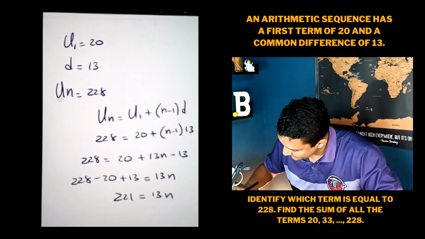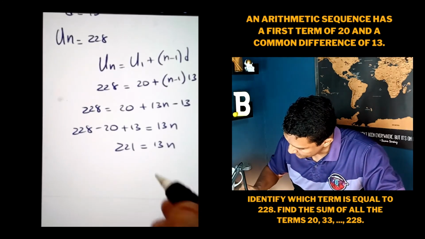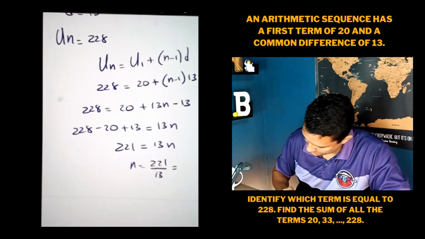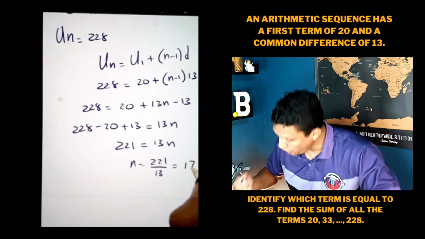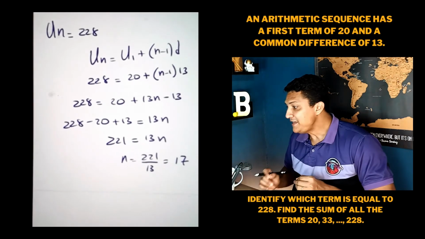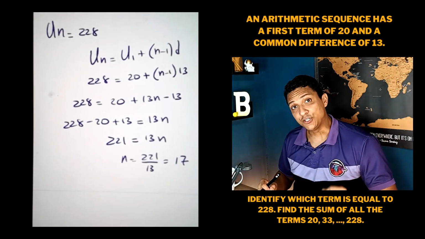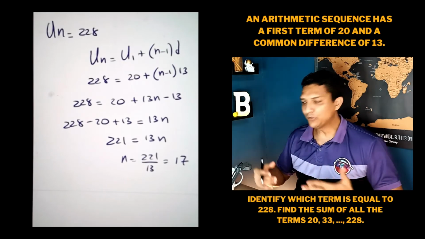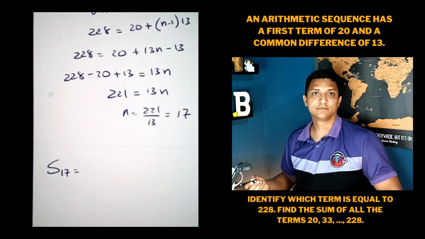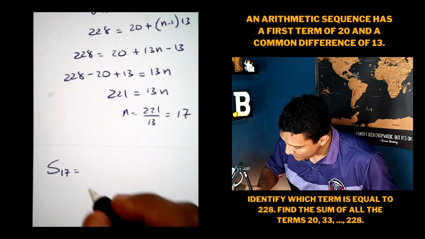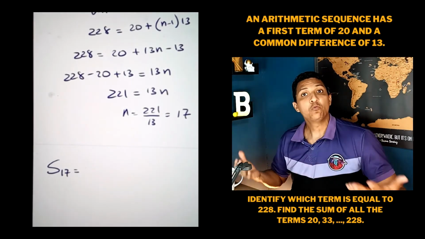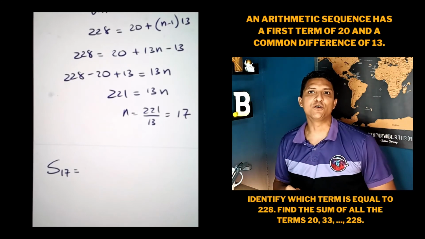Okay, and now that divided by 13. So 221 divided by 13 is 17. So we already found that the number 228 is located in the 17th position. Now I'm able to find the sum. So S sub 17, which is the location of this value, is going to be, remember that now we can use the second formula, but I'm going to be using the first one.